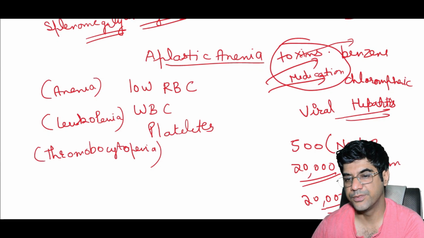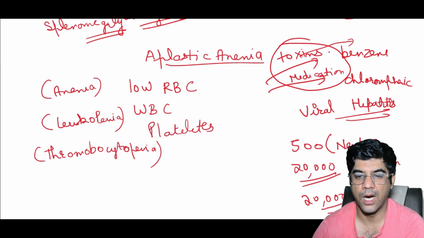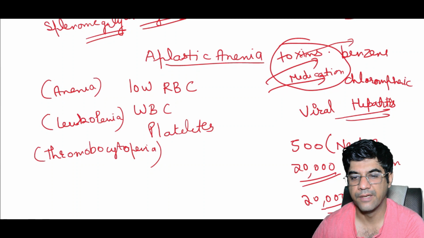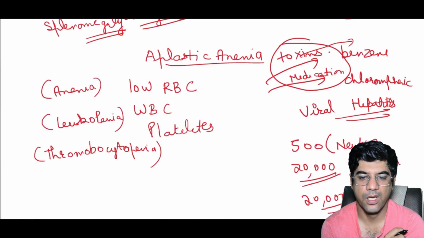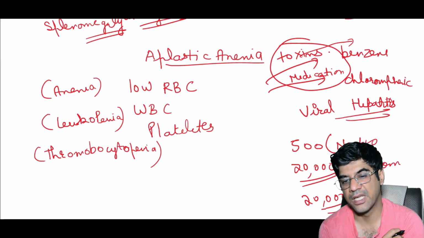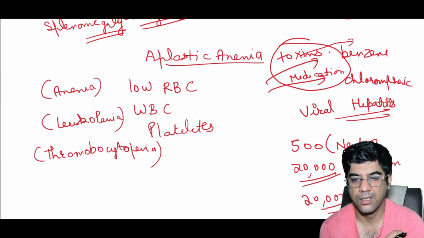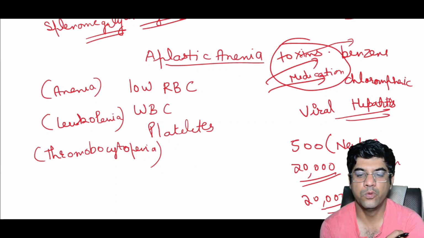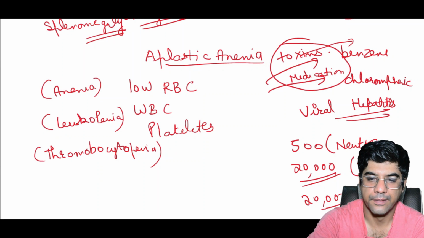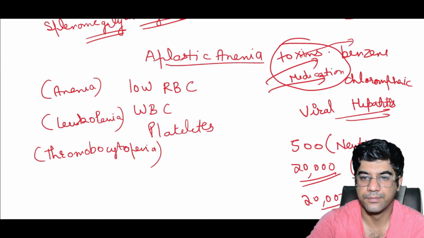Now, successful outcomes, remember, are more likely in patients who are under 50 years of age with a matched donor. For those patients who are not suitable for transplantation due to age or lack of a matched donor, we can give immunosuppressive therapy, medications like anti-thymocyte globulin and cyclosporine, that suppress the immune system and induce bone marrow recovery.